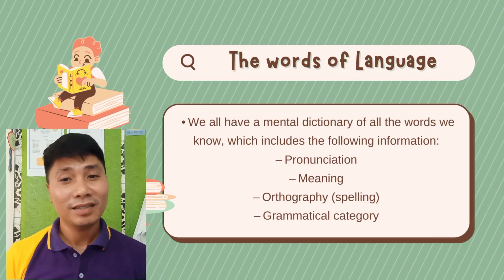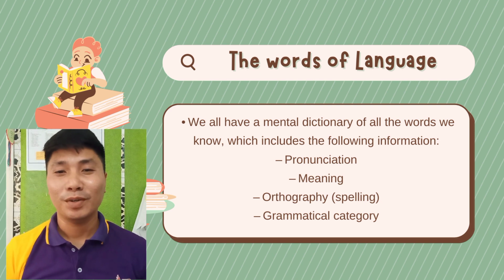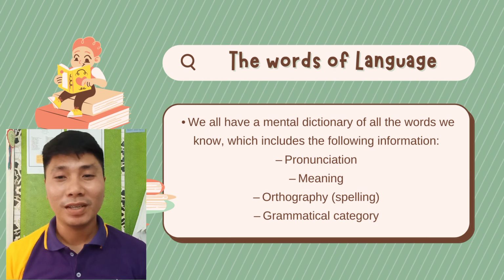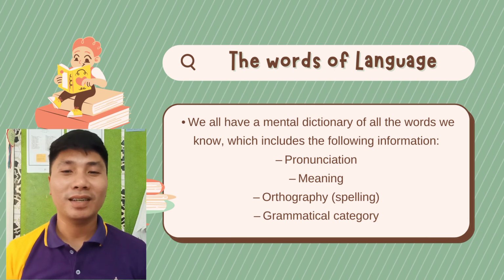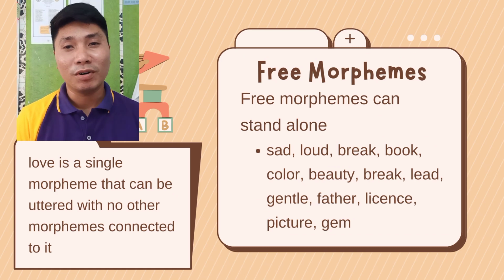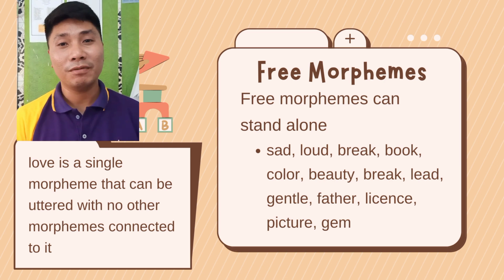We all have a mental dictionary of all the words we know, which includes the following information. So the first is pronunciation, meaning, orthography or the spelling, and the grammatical category or the word class. As I have said, we have two types of morphemes. So these are the free morphemes and bound morphemes. Let us have first a free morpheme.